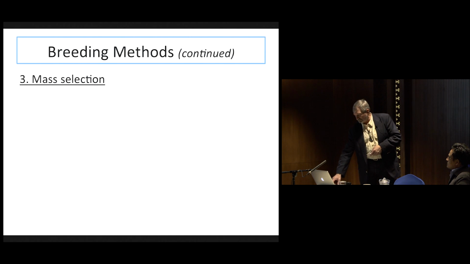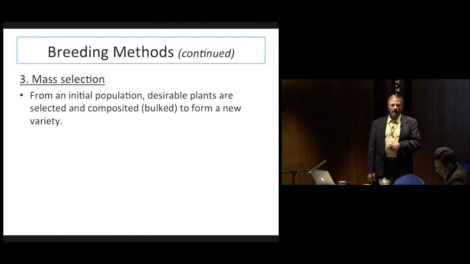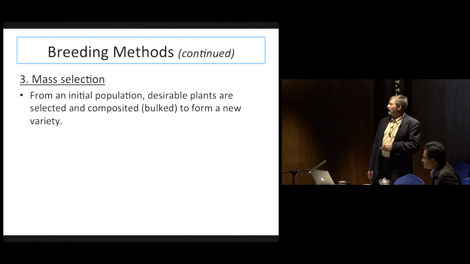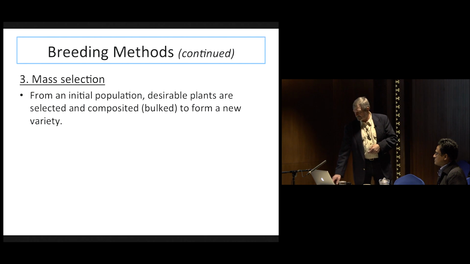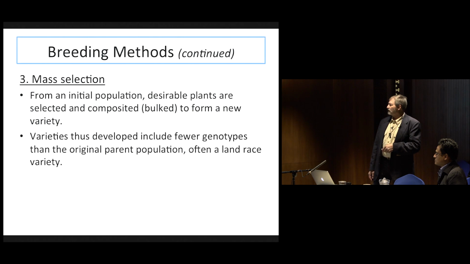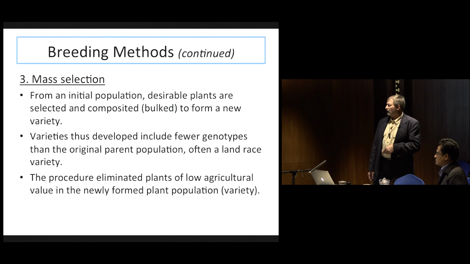Mass selection. So many of the early corn varieties, maize populations, were developed in the USA. From an initial population, desirable plants are selected and composited, bulked together, and there you have it. That's your new variety. They are developed with fewer genotypes than the original population. These were often land races. And I think most authors would suggest that that procedure eliminated plants of low agricultural value and formed a new plant population or a new variety.